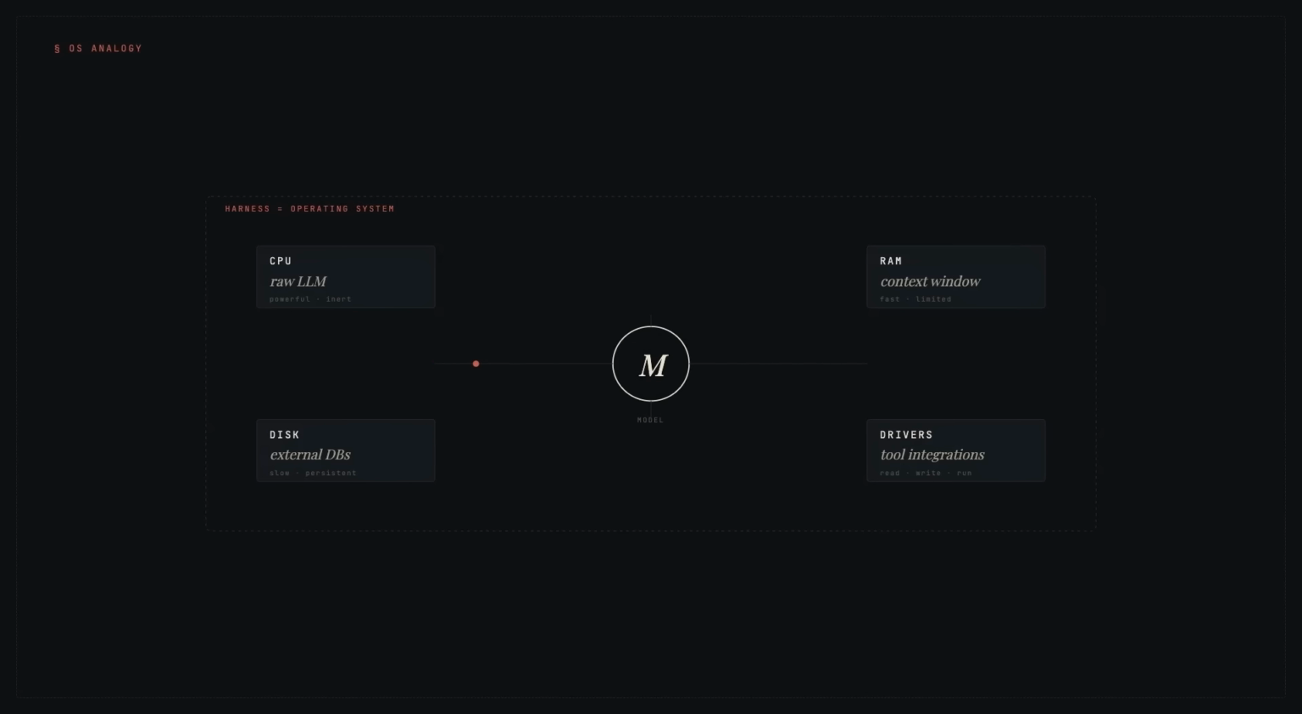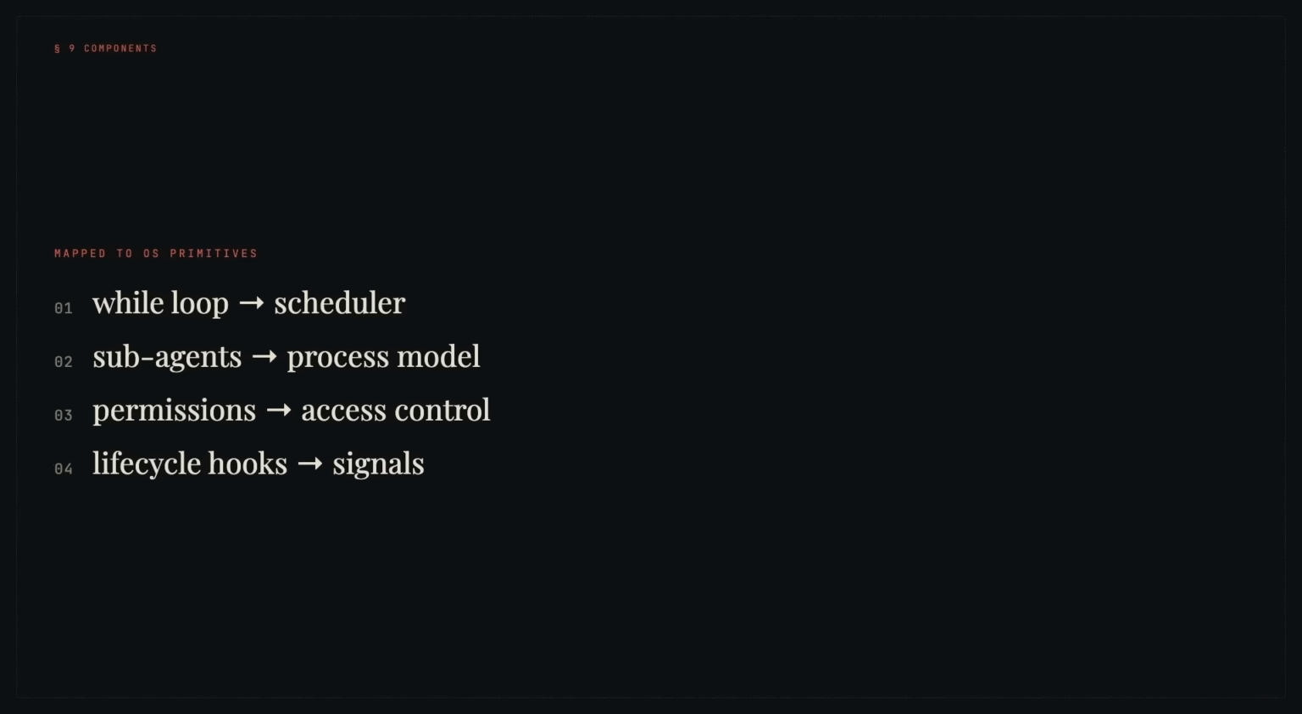The raw LLM is the CPU, which is powerful but inert. No memory, no storage, no I/O. Your context window acts as RAM, which is fast but limited. External databases serve as disk. Tool integrations are device drivers, and the harness is the operating system, deciding what the CPU sees and when. And I think this analogy actually maps really cleanly onto the 9 harness components I covered in my previous video.